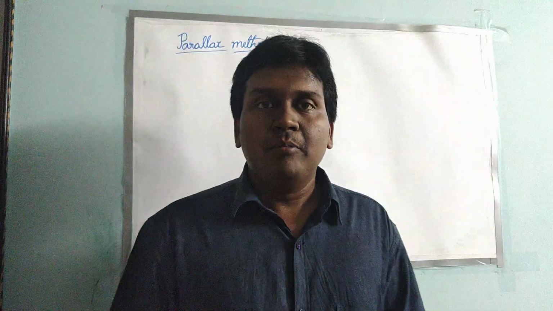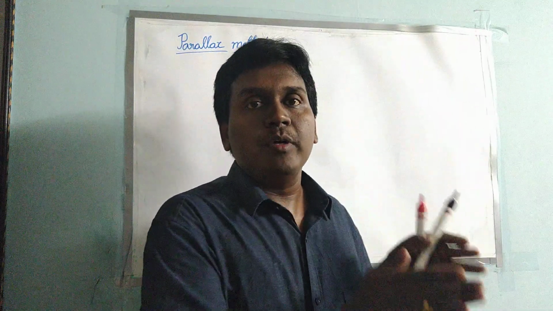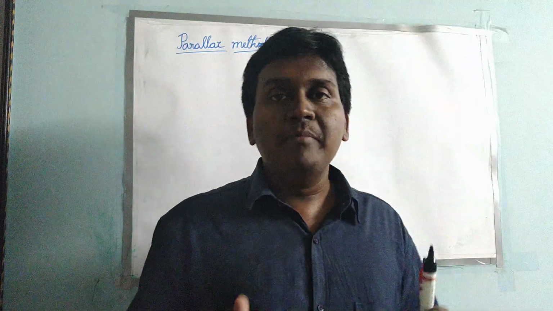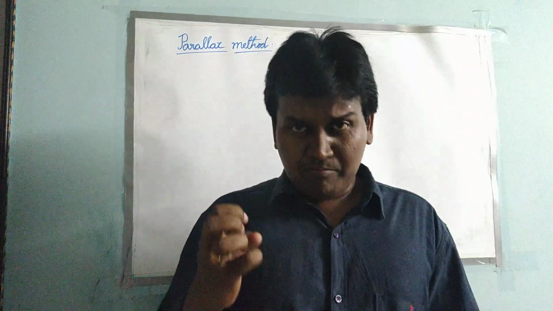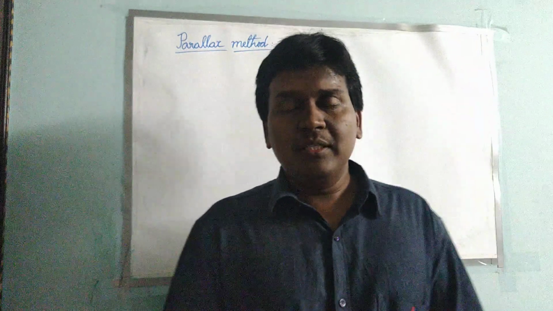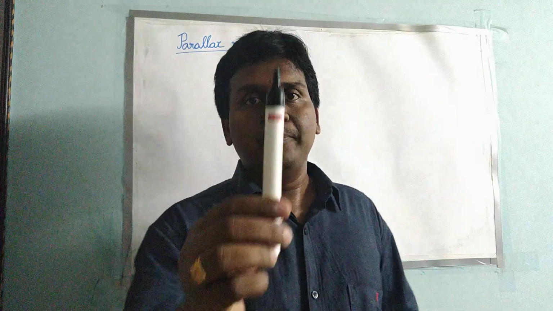This class we are going to discuss the parallax method. Parallax is a displacement or difference in the apparent position of an object when viewed from two different places, and this will make some angle also. So this is called the parallax method. To discuss this, consider an example.